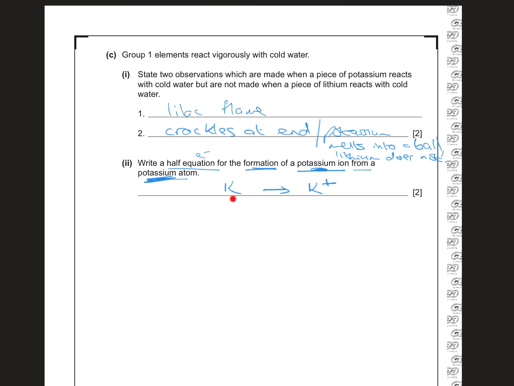Now to go from here to here, an electron is lost. So on the right hand side, I can put plus e-. You would also get this marked right if you move the electron to the other side. So for example, potassium atom minus e- goes to give K+. So that's another way of writing it, although it's conventional to write it like this.